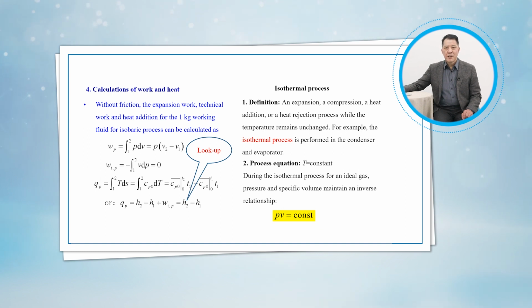Secondly, the process equation. For ideal gas, the process equation is. This means that during the isothermal process for an ideal gas, pressure and specific volume maintain an inverse relationship, or the product of pressure and specific volume remains constant during this process.